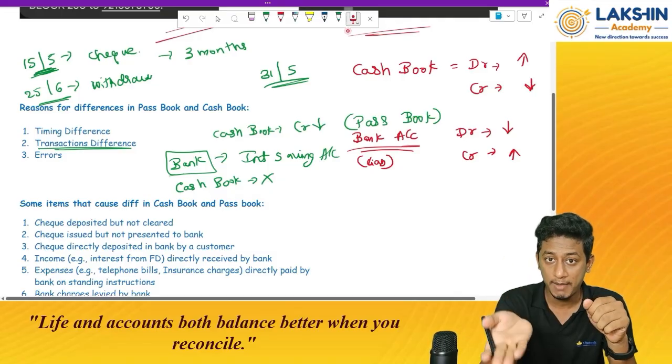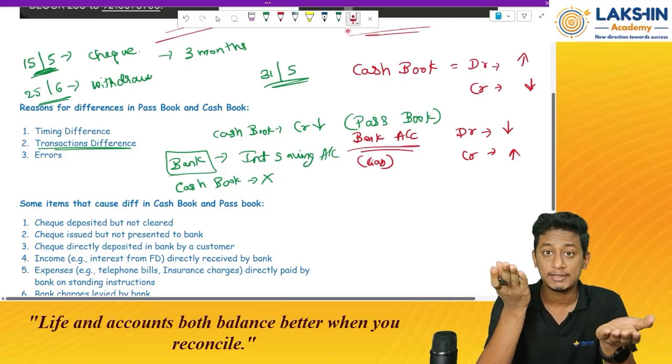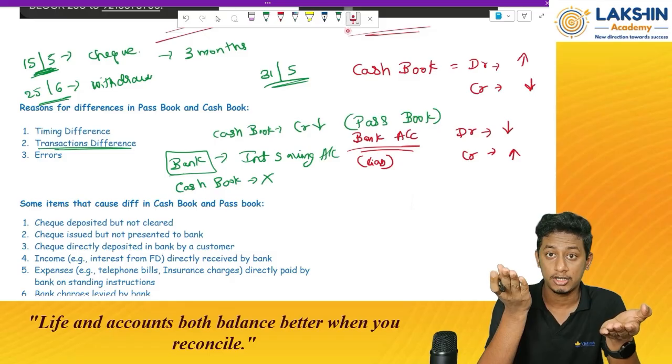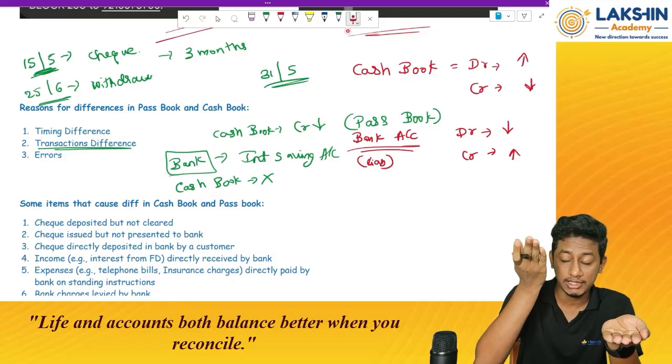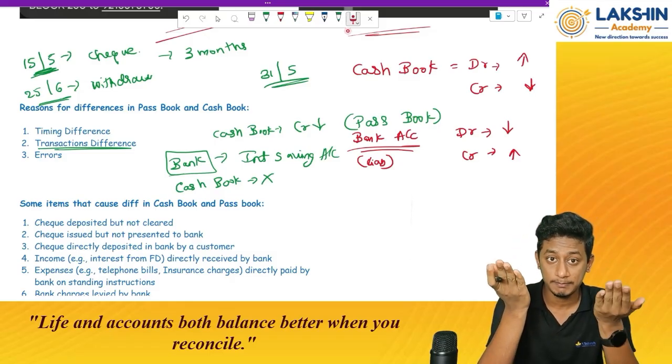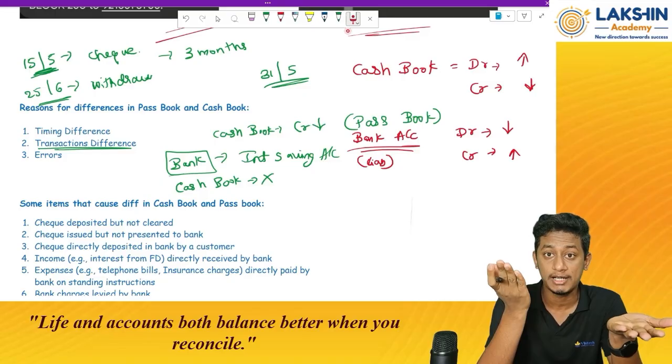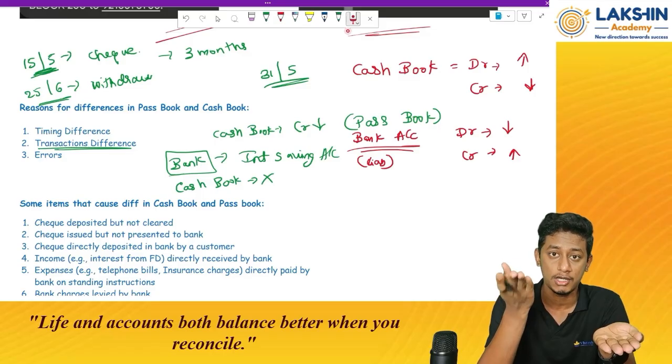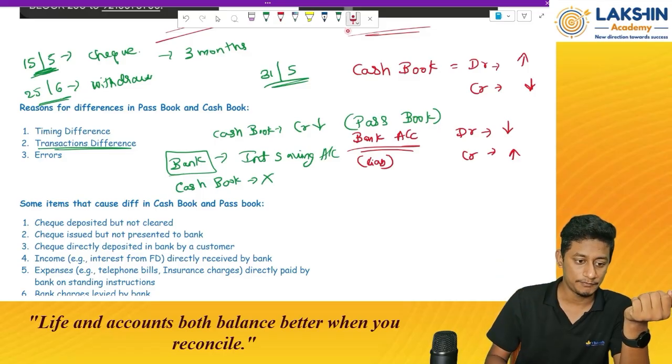No, sir. Why? Because the bank account will show more balance than my cash book. Why? Because the bank has already credited the interest to me. But whereas in my cash book, I have not yet debited the amount. That's why my cash book will show a lower balance, my passbook will show a higher balance. Clear? Then errors.